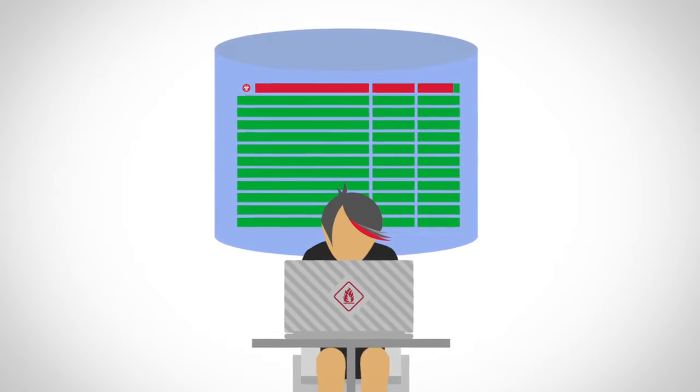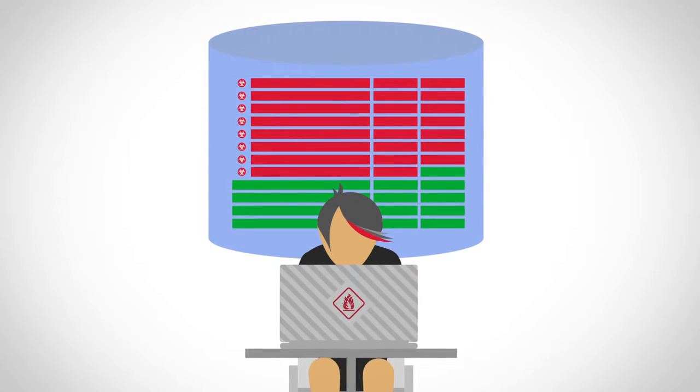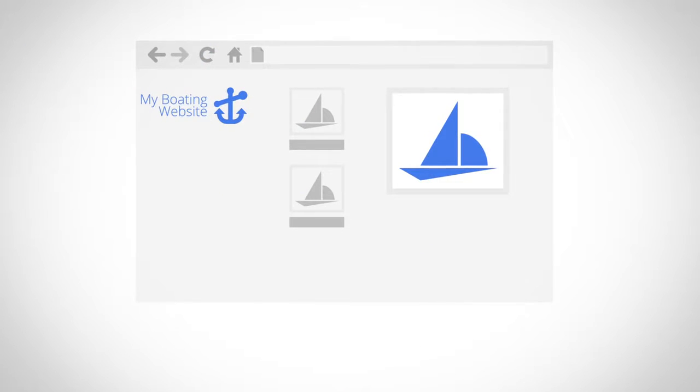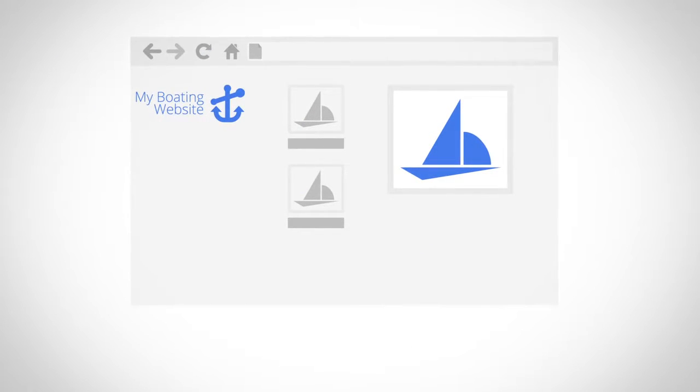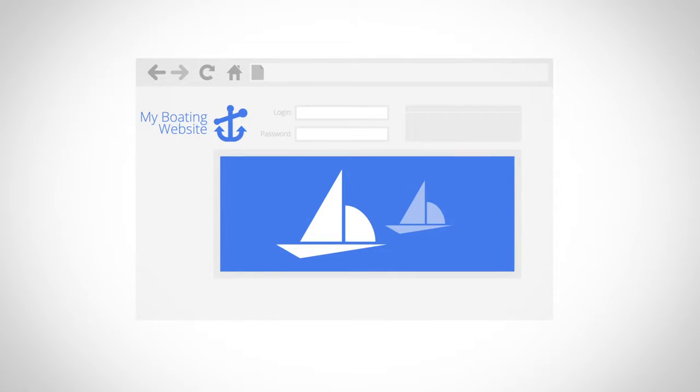For example, the hacker may have programmatically inserted malicious code into every record of the database table. Later, when the server loads a page that requires information from the database, the malicious code is now embedded in the page's content. To make this more concrete, let's say you have a blog about boating. Each blog post is stored as a record in a database.